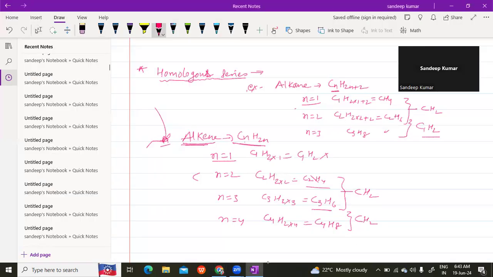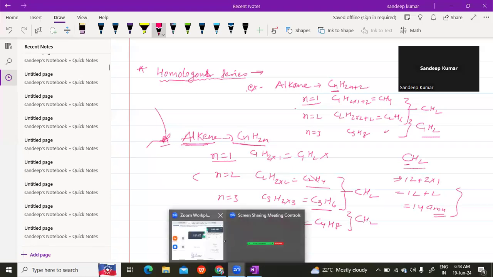You see here, CH2 means what? If you want to find out the molecular mass of CH2, carbon atomic mass is how much? 12. Hydrogen is how much? 1. So 1 into 2 is 2. So 12 plus 2 is 14. So there is a difference of 14 atomic mass units between the successive members. Is it clear?